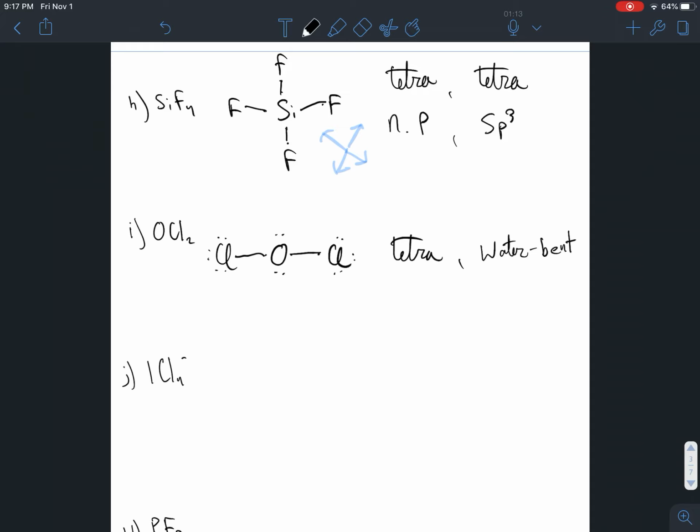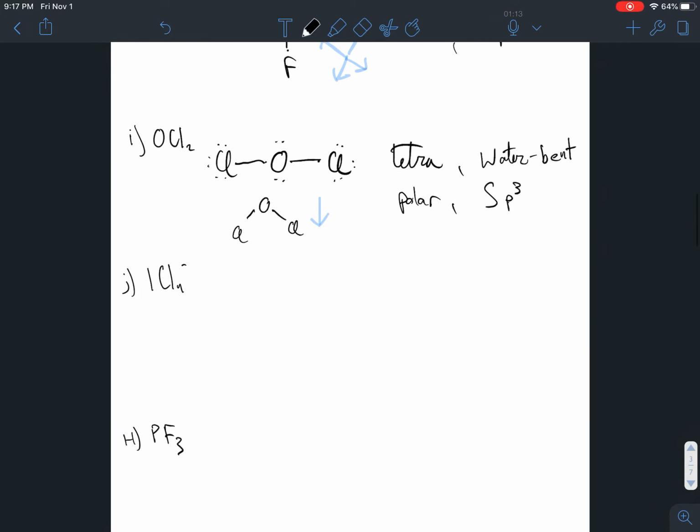Of course, this Lewis structure doesn't show the shape of it. This is the shape of it, which, of course, you can see has a dipole going that way or the other way. I don't know which is more polar, oxygen or chlorine. They're actually pretty close, so it's not super polar, but there's a dipole moment, so I guess it's polar. The hybridization on the central atom is sp3.